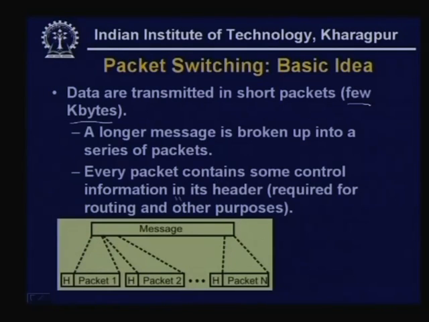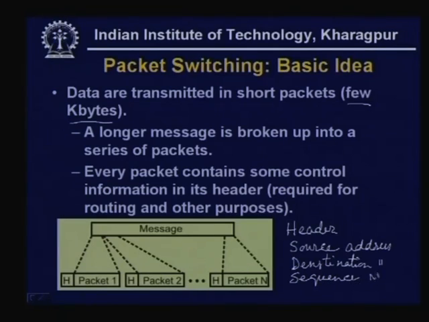Every packet contains some control information in its header, required for routing and other purposes. The header will contain information like source address, destination address, then the sequence number. This information is necessary for control. So each such packet is provided with this information: source address, destination address, and sequence number.